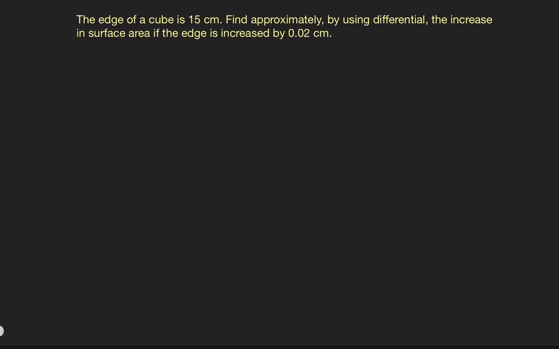The edge of a cube is 15 centimeters. Find approximately, by using differential, the increase in surface area if the edge is increased by 0.02 centimeters. Again, we are going to find the increase in the surface area of the cube if the edge is increased by 0.02 centimeters.